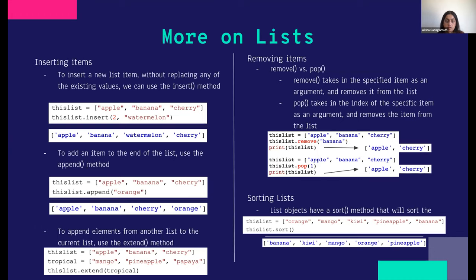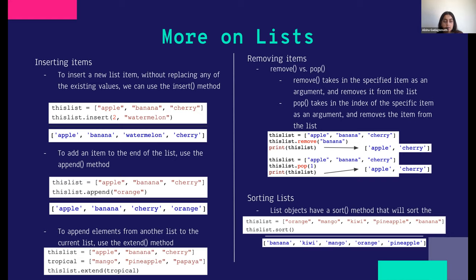So, more on lists. You can insert items in a list without replacing any of the values by using the insert method. You define a specified index where you want the value to be inserted, say index one, in the middle of a list. From index one onwards in the original list, those items will be moved down by one. For example, if the list is apple, banana, cherry and you want to insert watermelon at, let's say, index two, it will result in apple, banana, watermelon, and then cherry, which was originally at index two, will be moved down and will now have index three.